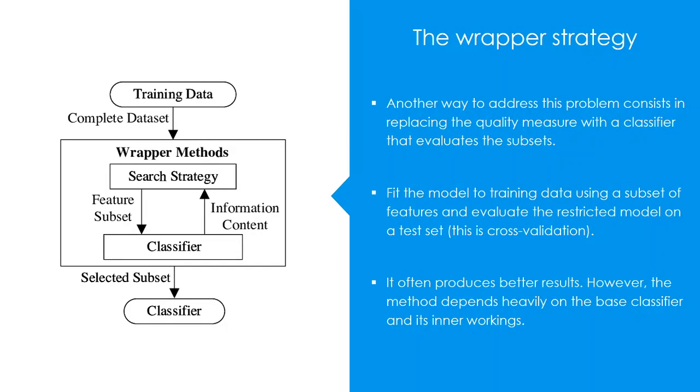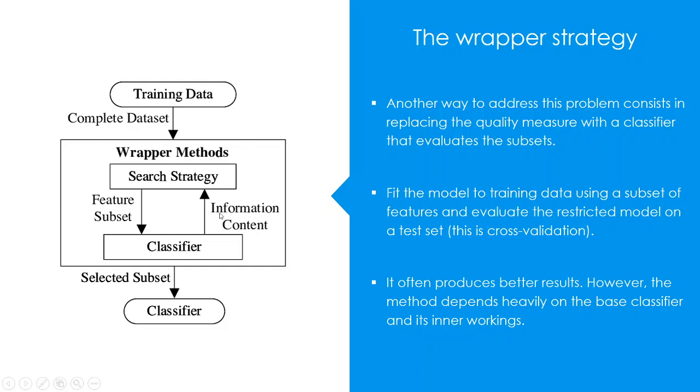So the second strategy is the wrapper one. Instead of using a measure or an objective function, we are going to use a classifier. So this classifier here, the inner classifier, let's say, is the one in charge of producing the evaluations for each subset of attributes or just an independent attribute.